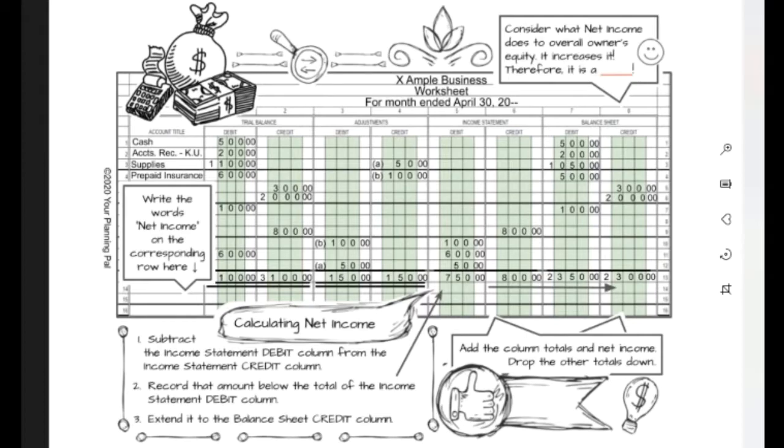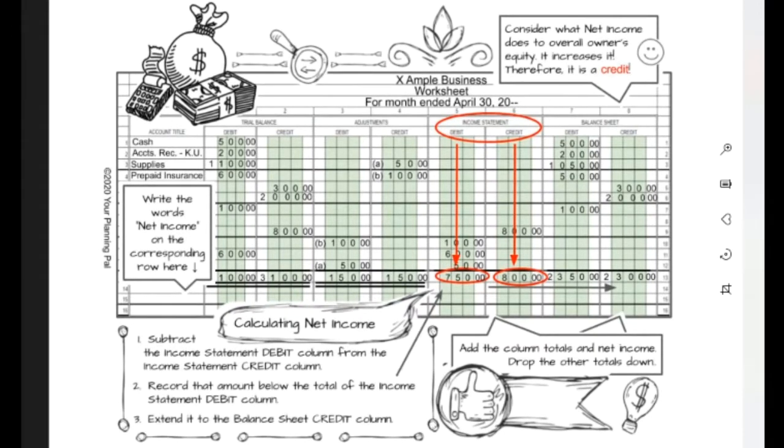So in the top right-hand corner, we consider what net income does to overall owner's equity. It increases it. Therefore, it is a credit. So we're going to keep that in mind as we go here. Okay, so we are in the income statement columns, and what we want to do is look at those totals, and we want to subtract the debit from the credit.